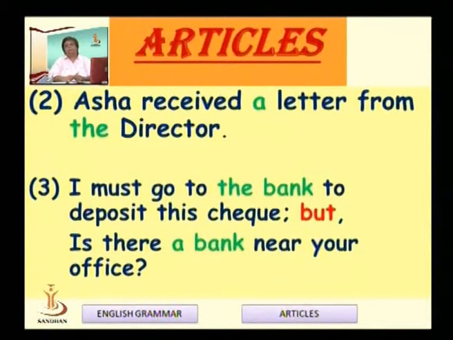Let us take a look at the other example that I have offered to you. Number 3. I must go to the bank to deposit this cheque. All right, the bank. Can you deposit your cheque in any bank? Certainly not. You can deposit your cheque in your bank only. All right. But then look at the next sentence. Is there a bank near your office? Now I am asking about any one bank. I am not specifying "is there your bank near the office", but I am simply asking is there a bank near your office. I hope the difference between "a" and "the", friends, is now becoming a little clear.